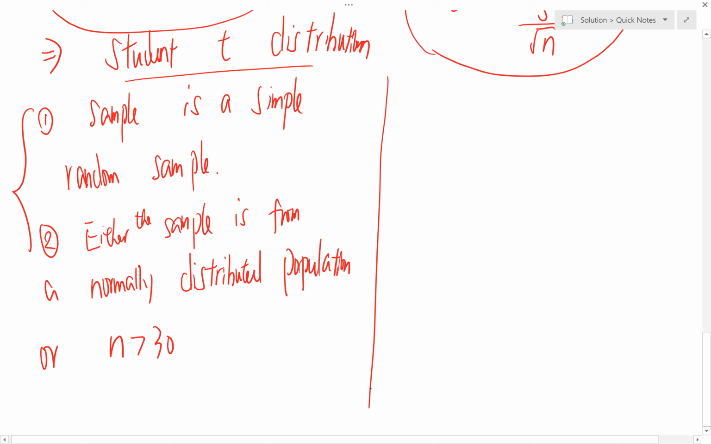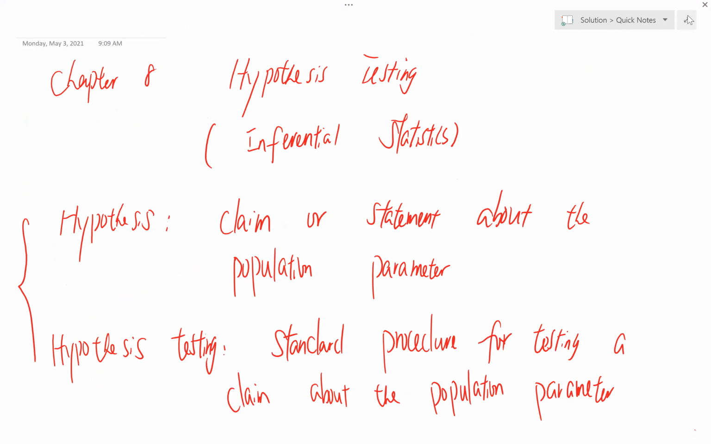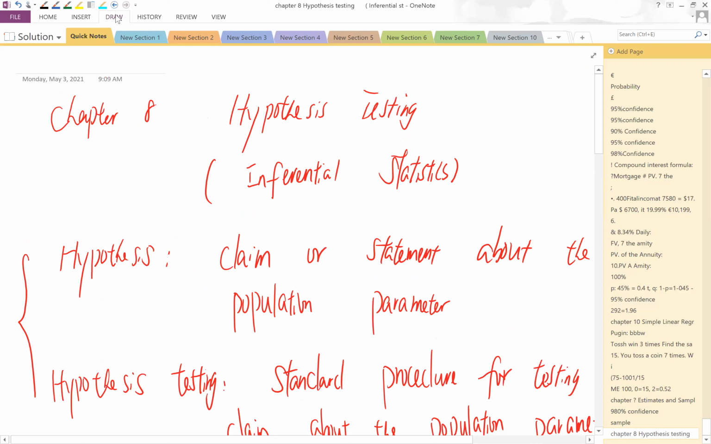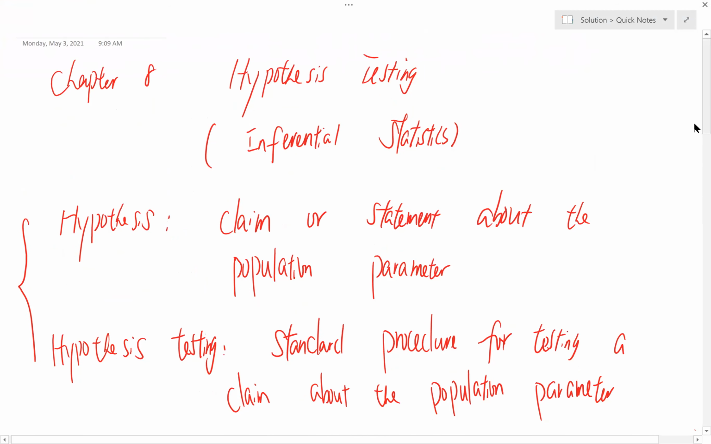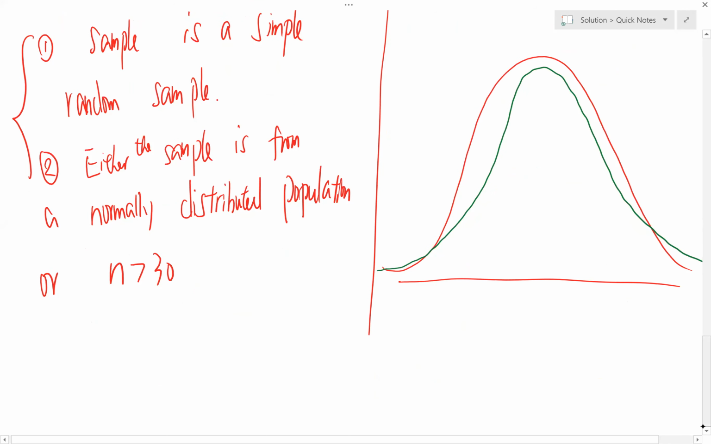Let me explain the student t-distribution really quickly. Let's draw a bell curve. This is the normal distribution, okay? And the student t-distribution looks very similar to a normal distribution. Let me use a different color so you can distinguish them. It still looks similar to the bell curve, but slightly different. According to this, we have the following statements describing the student t-distribution. The green one represents the t-distribution, and the red one represents the normal distribution.